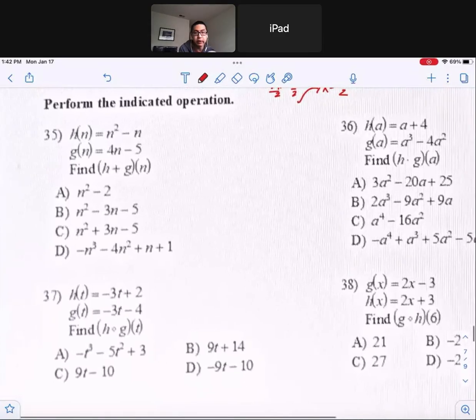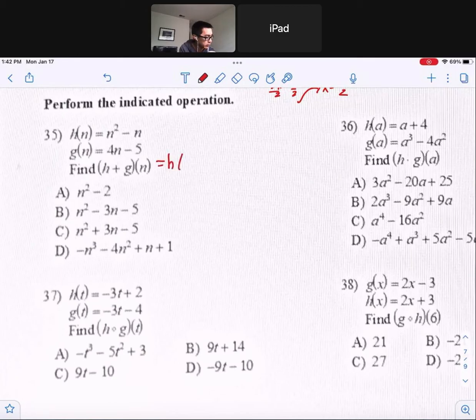Okay, so here you guys are doing function composition or function combination. So here we have add the two functions together. That's what h plus g of n is. Add the two functions together. So h of n is n squared plus minus n. G of n is 4n minus 5. Combine like terms, we get n squared plus 3n minus 5, which is C.